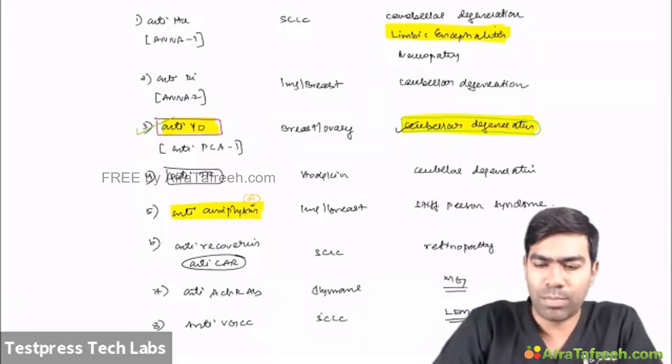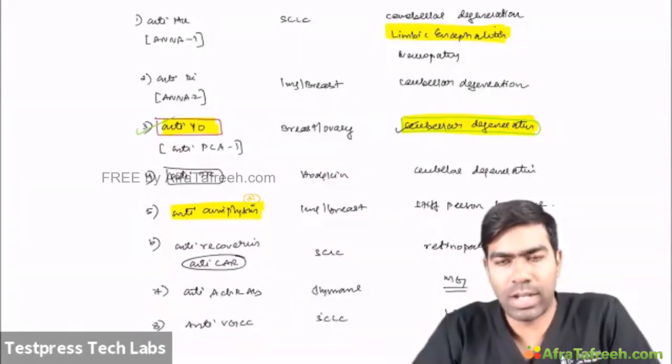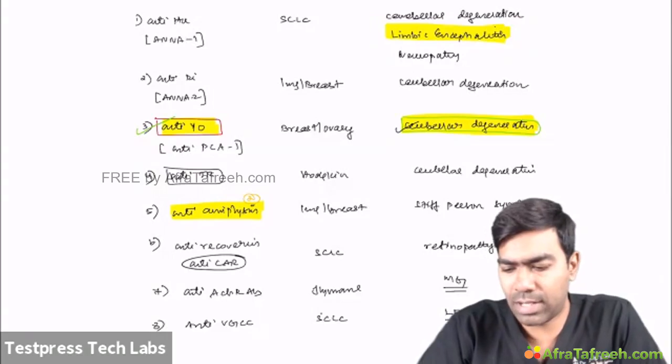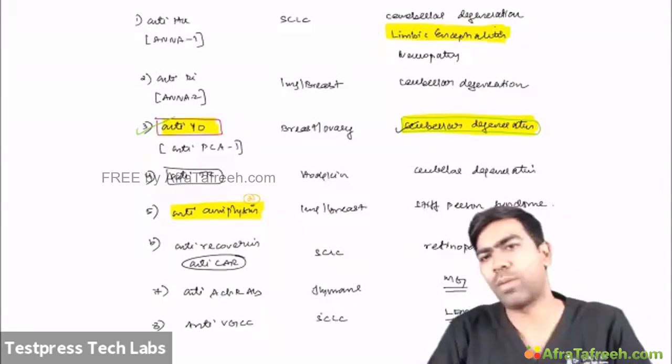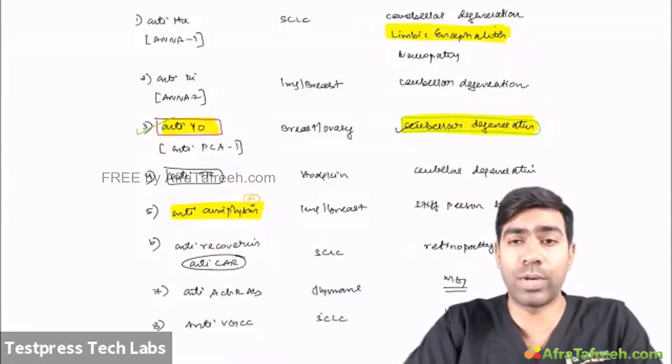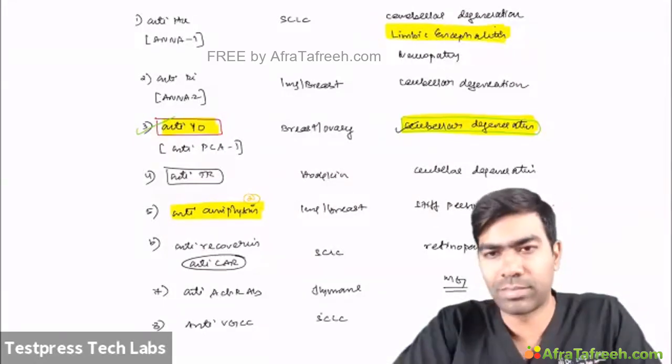Of course, the most important of all will be the anti-Yo antibody, because that's been asked multiple times in the past. At the same time, anti-amphiphysin antibody also has been asked already, which produces stiff person syndrome, and anti-VGCC is a very common entity. It's been asked for almost 20 years down the lane. That is LEMS, Lambert-Eaton myasthenic syndrome.